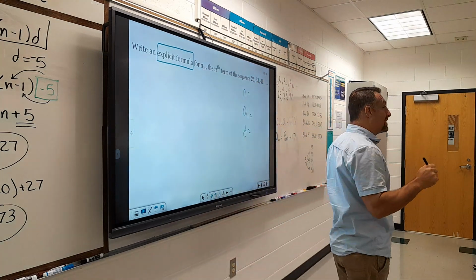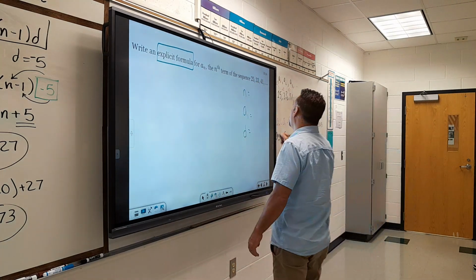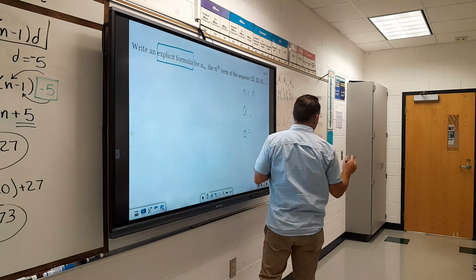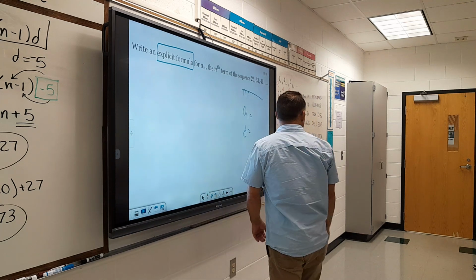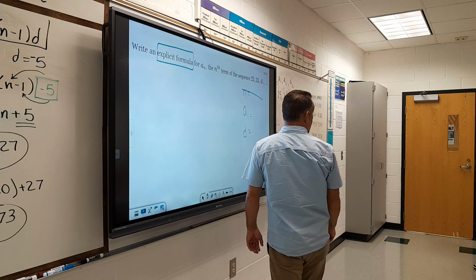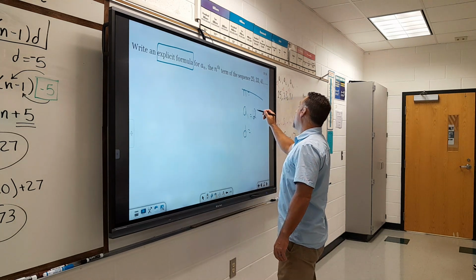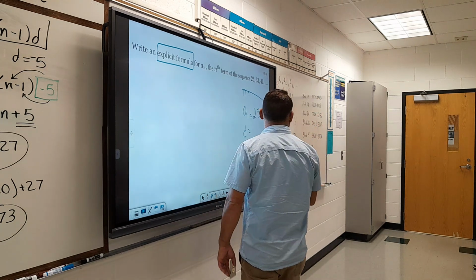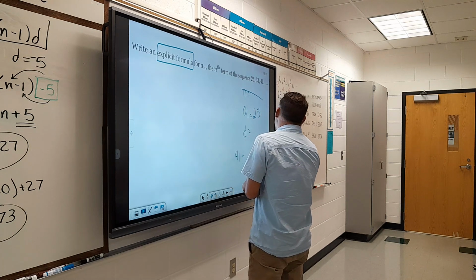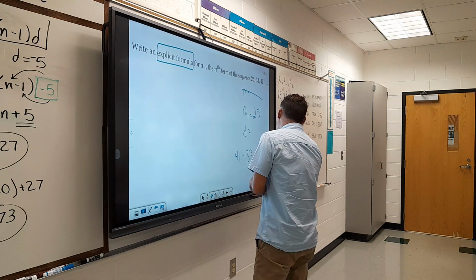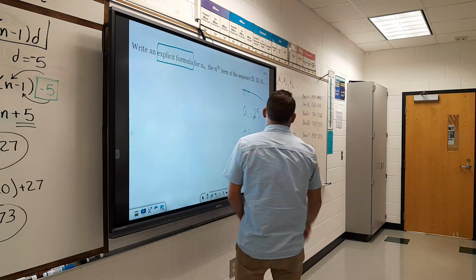So n is going to stay as our variable. N is just going to be n. You're not going to find anything for it. You don't have to. The first term is still the first term. What is the first term? It is 25. Common difference, you're still going to take a term and subtract the previous term, and in this case we get a positive 8.